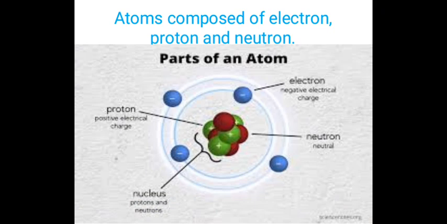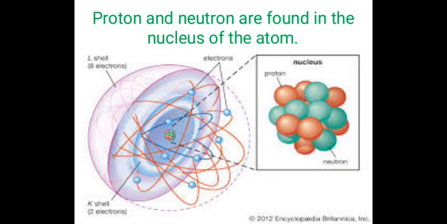Now, an atom is composed of electron, proton, and neutron. Let's look at the parts of the atom. Proton has a positive electrical charge, while electron has a negative electrical charge. The nucleus is made up of protons and neutrons. Neutron is neutral, it doesn't have a charge. Protons and neutrons are found in the nucleus of the atom.